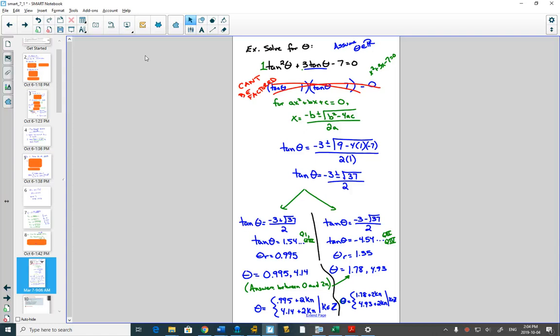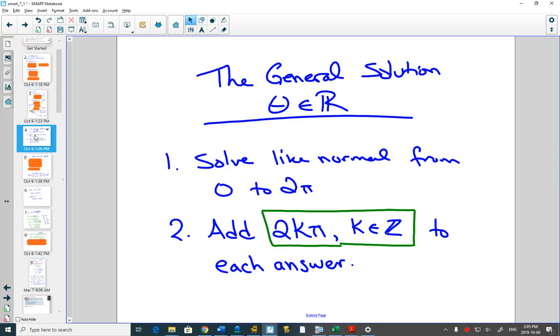Now we wrote our answers, and most students will stop right at this green line here because you're like, I've got answers, I'm going to move on. But if we go back to the original equation, we're solving for the general solution. We're not done yet. The general solution says solve first between 0 and 2 pi, then add 2k pi. That's what's new for today.